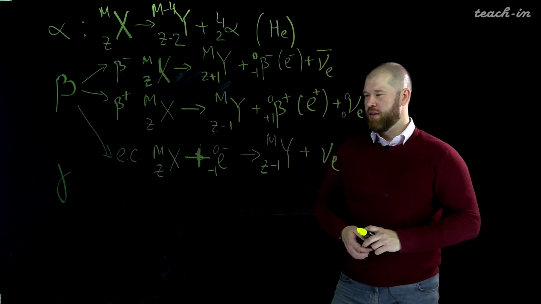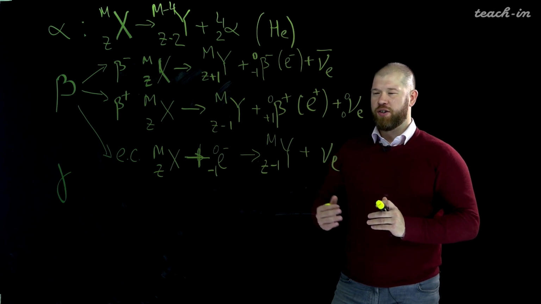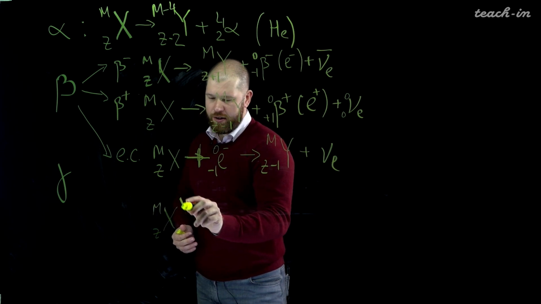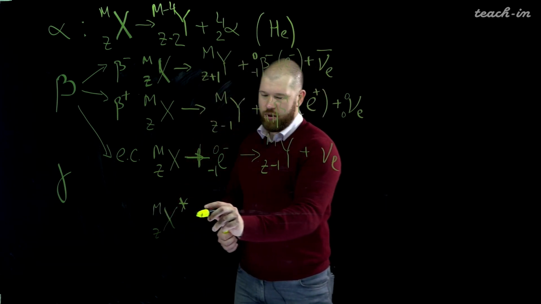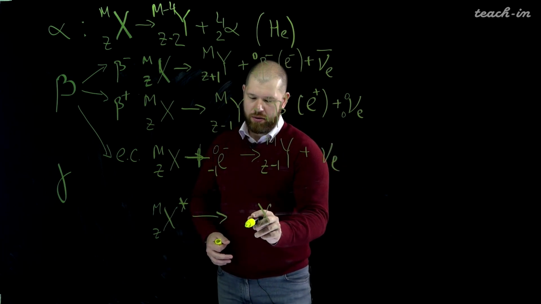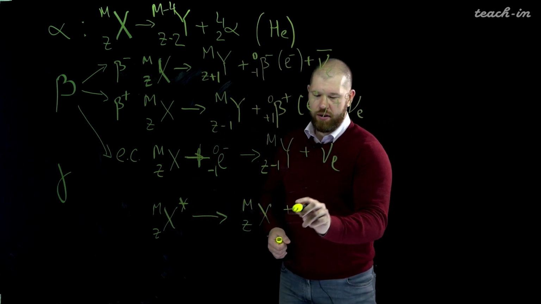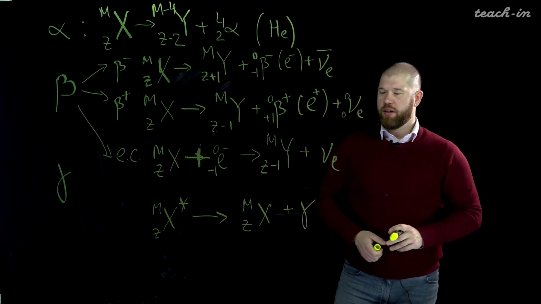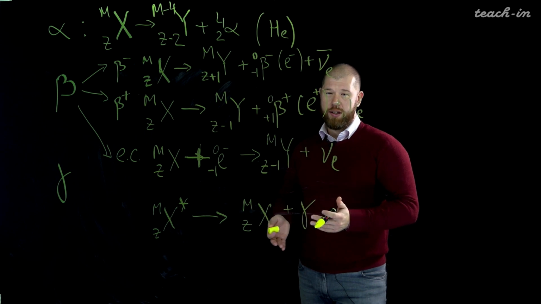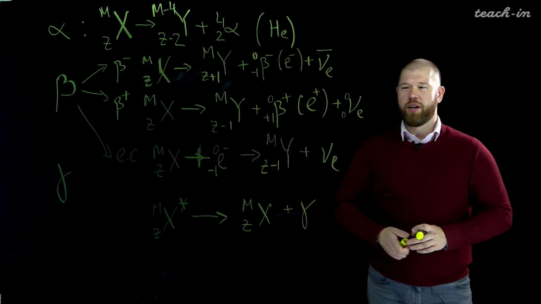So, the gamma decay, actually, it is just a transition from the excited state of the nucleus to the ground state, or to a lower energy state of the radionuclide. And gamma quantum, it's just an electromagnetic wave, like a visible light, just with very high energy.